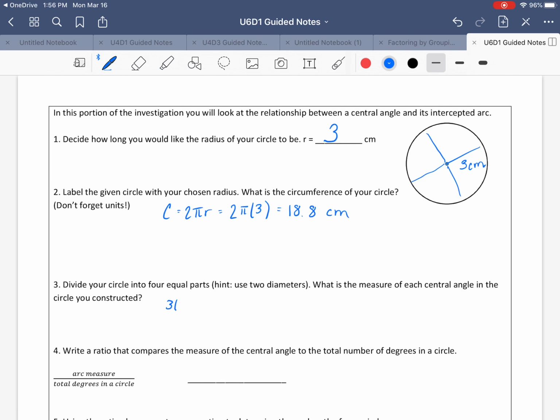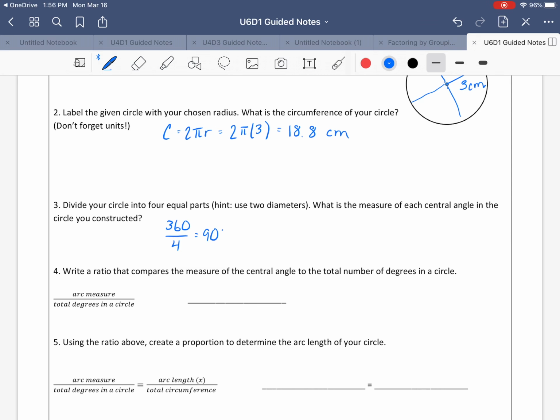Well, I know that a circle has 360 degrees, and we divide it into 4 sections, so each central angle is going to be 90 degrees. We're now going to write a ratio that compares the measure of the central angle to the total number of degrees in a circle. That means my arc measure, which is the same as my central angle, is 90 degrees. The total degrees in a circle is 360.